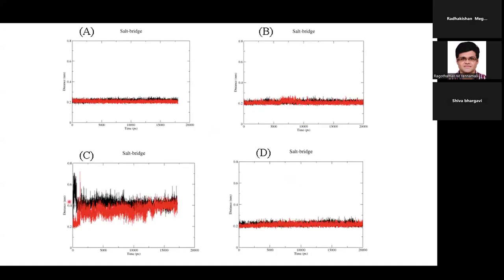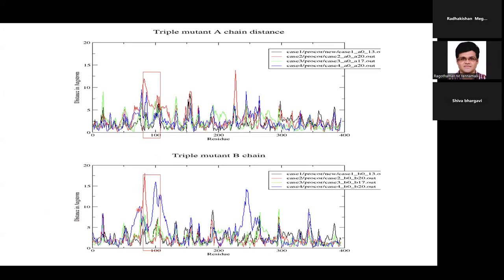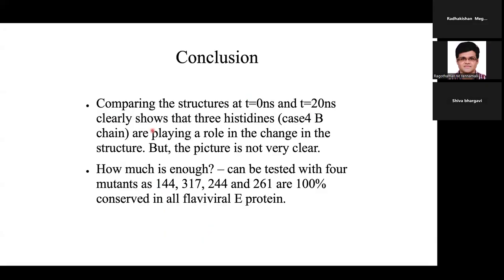When we look at the salt bridge information, it is very stable. But then we look at the root mean square fluctuation of those residues in the fusion peptide, they are highly fluctuating. So comparing the structures at 0 and 20 nanoseconds, they show that these three histidines are also playing a role in the structure, but exactly how they play a role is not very clear at this point of time with the salt bridge, the root mean square deviation, the root mean square fluctuation and the radius of gyration. Some of them are global parameters, some of them are local parameters.